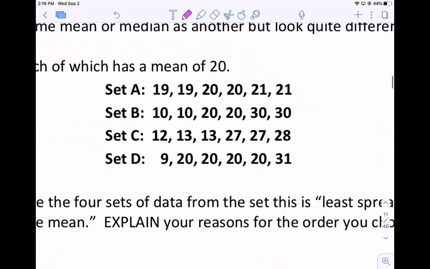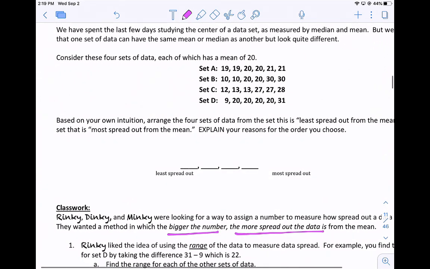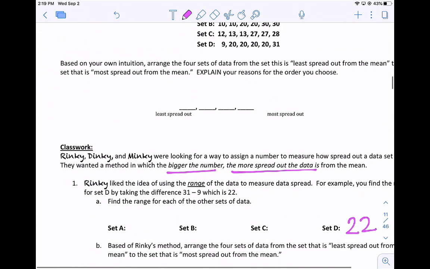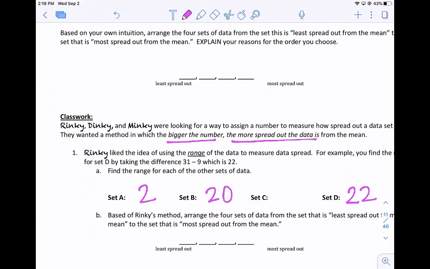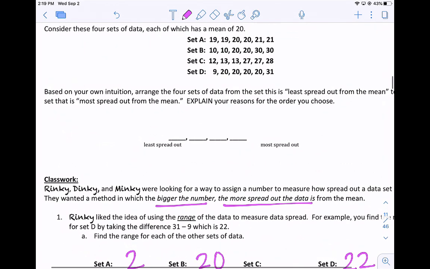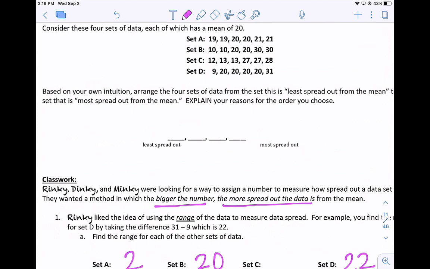All right, so set A, biggest minus smallest, 21 minus 19, would give us the range. And so set A has a number of 2. Set B would be 30 minus 10 for a range of 20. And set C would be 28 minus 12 for a range of 16.